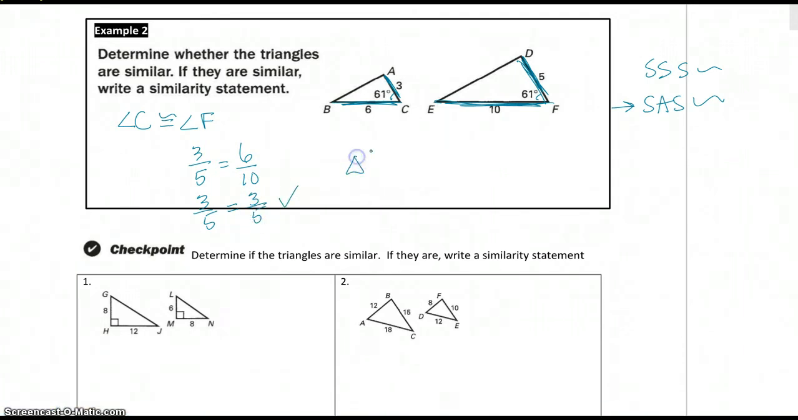Similarity statement would be something like triangle ACB is similar to triangle DFE. Your reason is by the side-angle-side similarity postulate. And if they wanted a scale factor, you could say the scale factor would be 3 to 5 if you were looking at ACB to DFE.